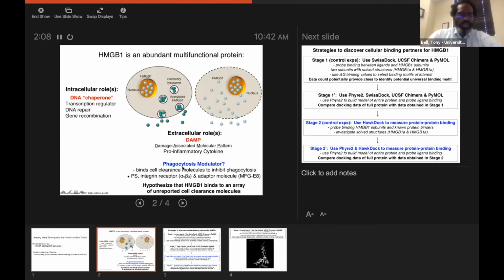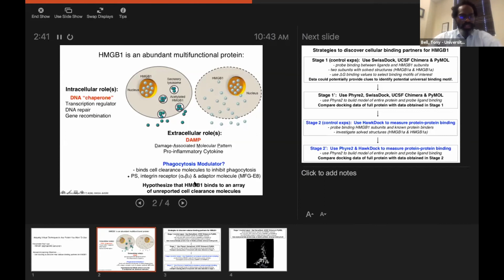What I'm more interested in is an understudied function of this extracellular role of the protein. Experiments have shown that it binds to cell clearance molecules, particularly phosphatidylserine, a cell surface receptor which apoptotic cells use to signal for macrophages to come in and eat them. It binds to the receptor on macrophages that links these together, and it also binds to adapter molecules that put dying cells and macrophages in close proximity to each other.